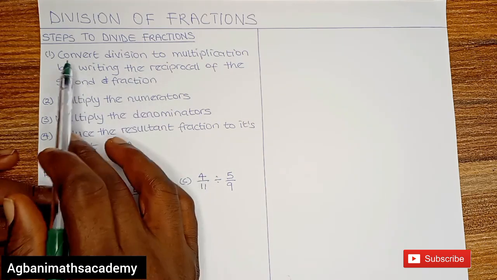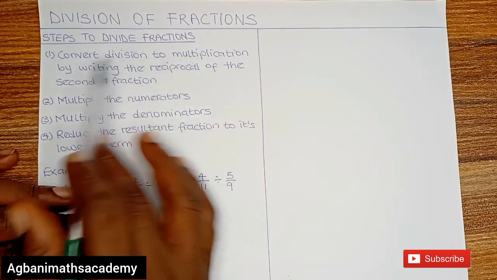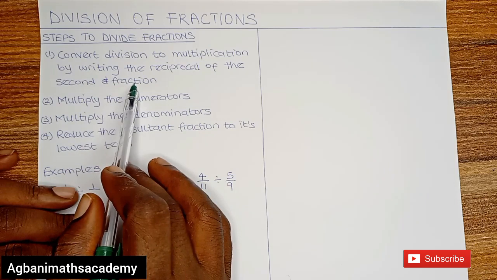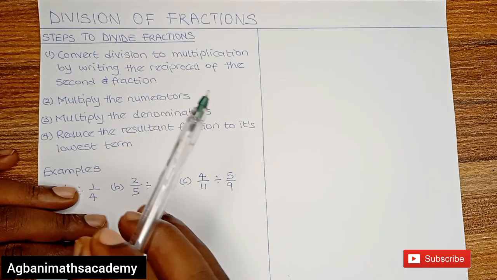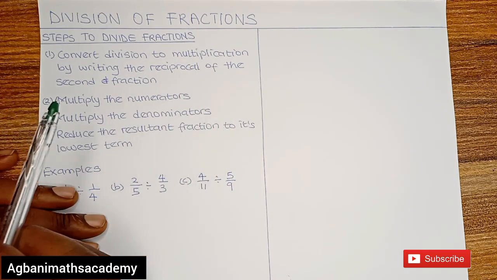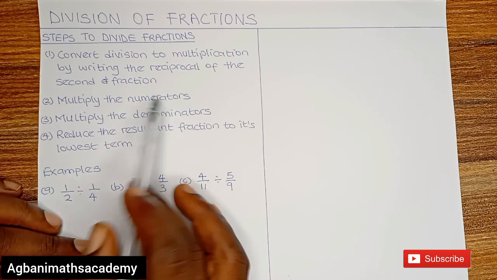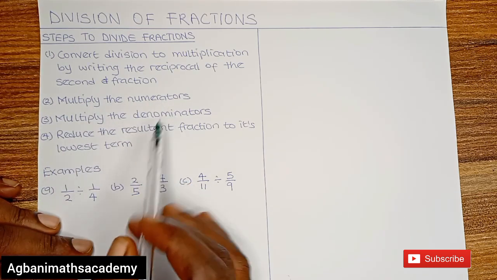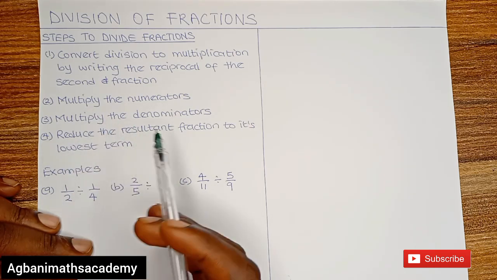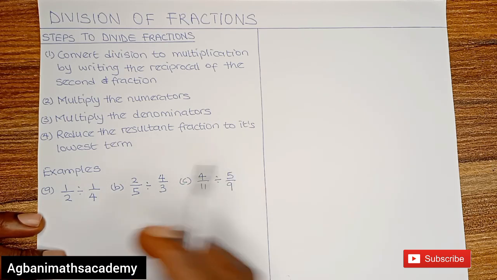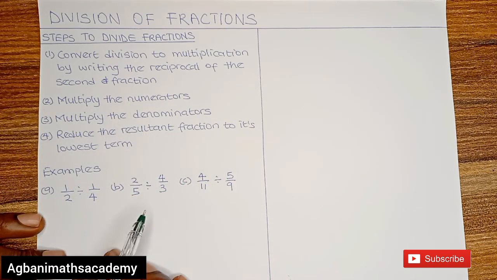The first step says convert division to multiplication by writing the reciprocal of the second fraction. So this is the difference between division and multiplication. Okay. Second step, multiply the numerators. Third step, multiply the denominators. Fourth step, reduce the resultant fraction to its lowest term. Okay, so let's follow the steps in solving these three examples.